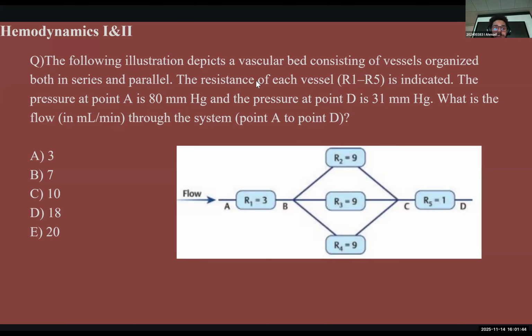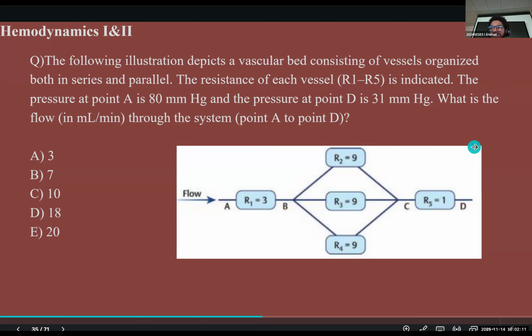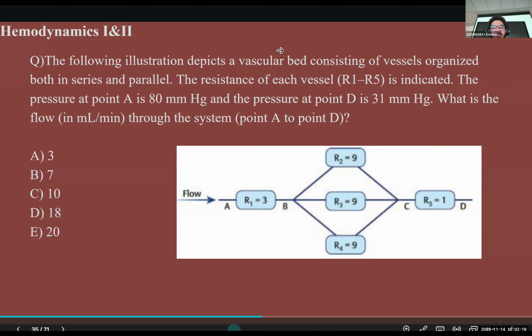We got a 7. Any other answers? We got a 10. Okay, so we have two different answers now. We got an 18, so that's three different answers. Okay, let's see what the answer is. Should we give you guys more time? About 10 more seconds. All right, so the answer is indeed B, 7.